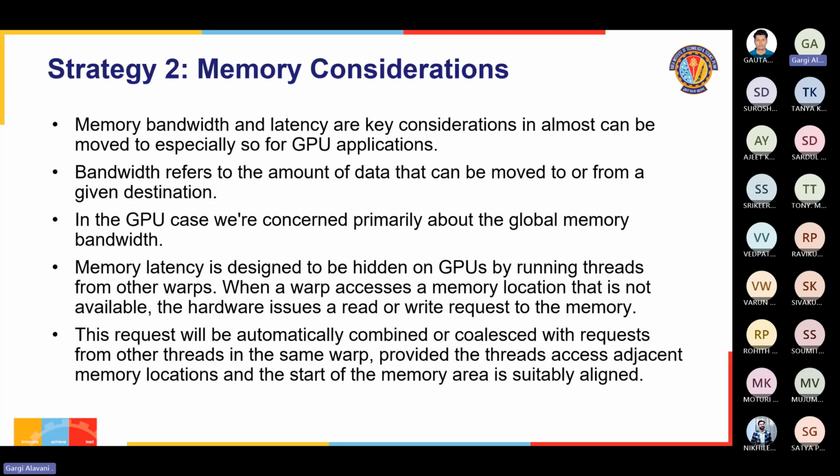Also, when we submit such a request, we expect it to be coalesced with other requests from the other threads in the warp, and to ensure that they are fetching the data from adjacent memory locations, and that this access is aligned, so that caching can help to overcome the latency that you observe because of global memory.